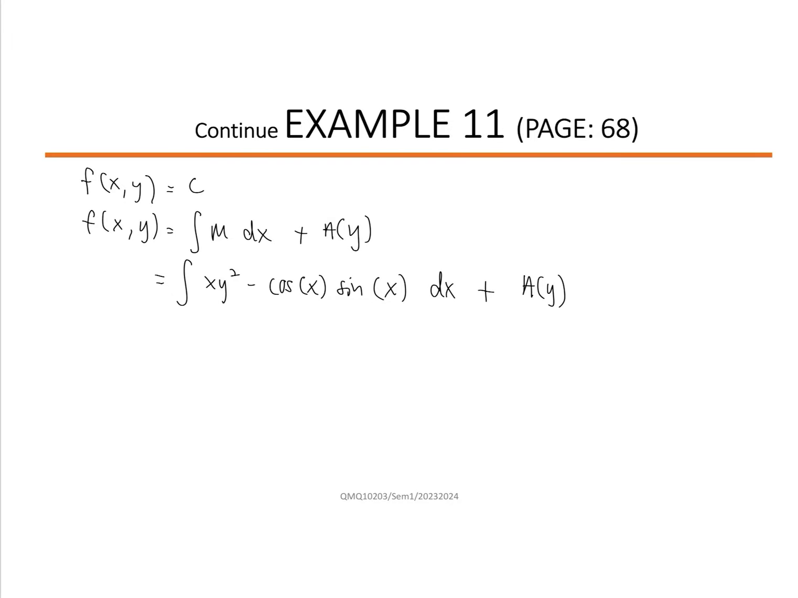Alright, to integrate this, there are two parts. The first part is integrating xy square, and the second part is the other function. Let's focus on the second function first, because the first function is easy when you integrate with x. You have x square y square over 2, and the other one is quite complicated, so let's focus on this one first.